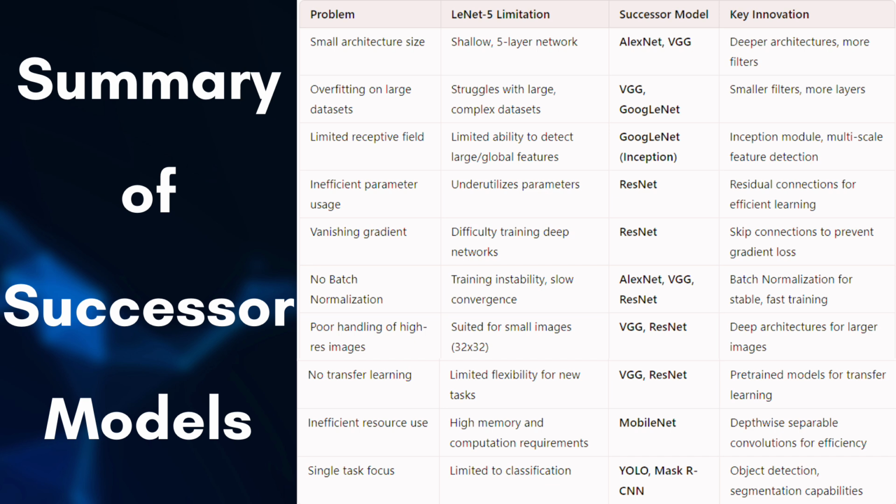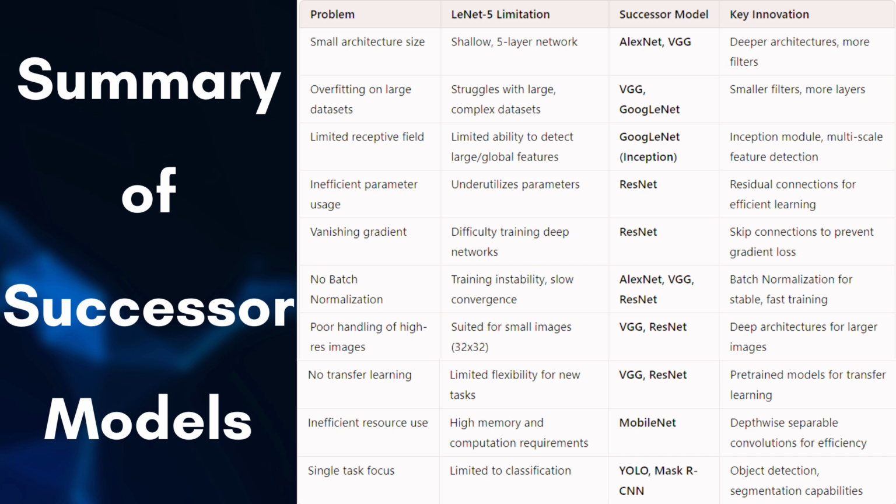Problem 6. No batch normalization. Training LeNet 5 was unstable, and convergence was slow. The introduction of batch normalization in models like AlexNet, VGG, and ResNet dramatically improved training stability and speed. Problem 7. Poor handling of high-resolution images.